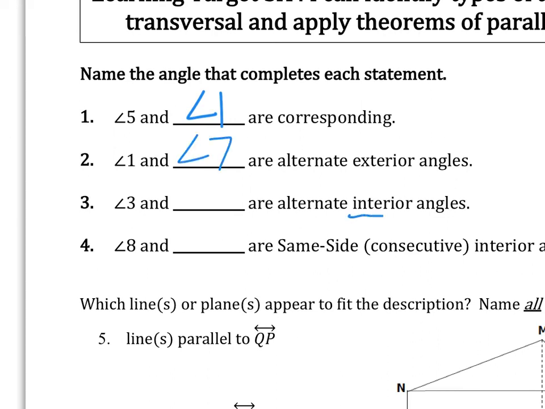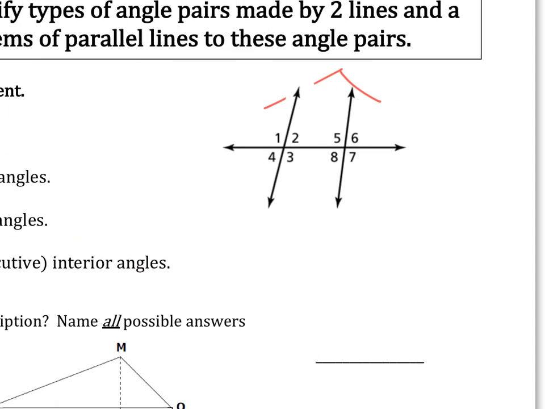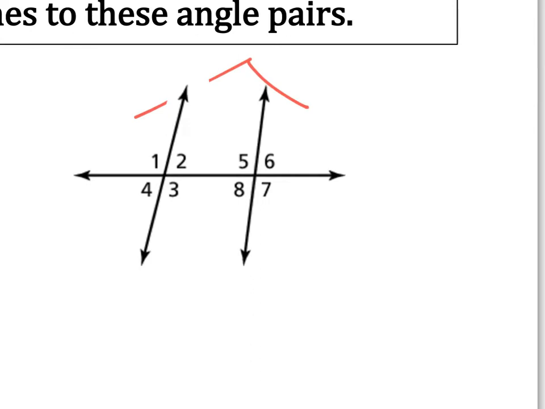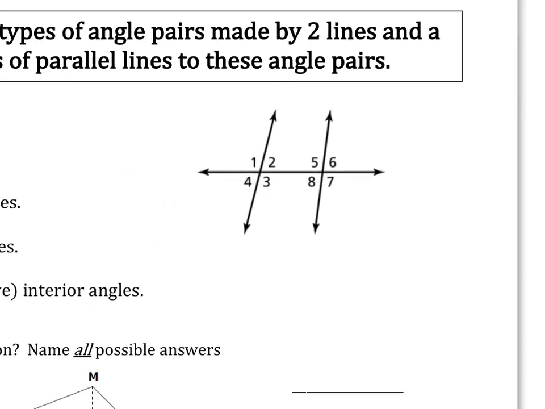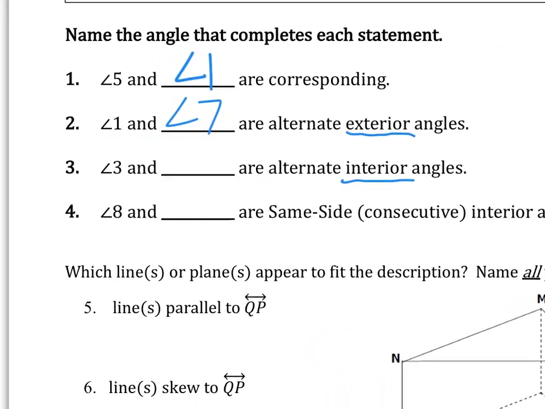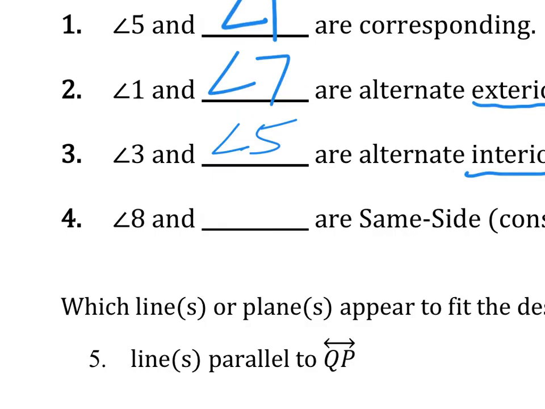Now alternate interior angles, a little different here. So angle 3 is an alternate interior angle. Well, interior is inside that. So there's angle 3. And on the other side would be angle 5. Again, we're picking one from each group. So not 3 and 2, those are in the same group. But 3 and 5, those are angles that are both interior, but they're on opposite sides of that transversal. So 3 and angle 5.